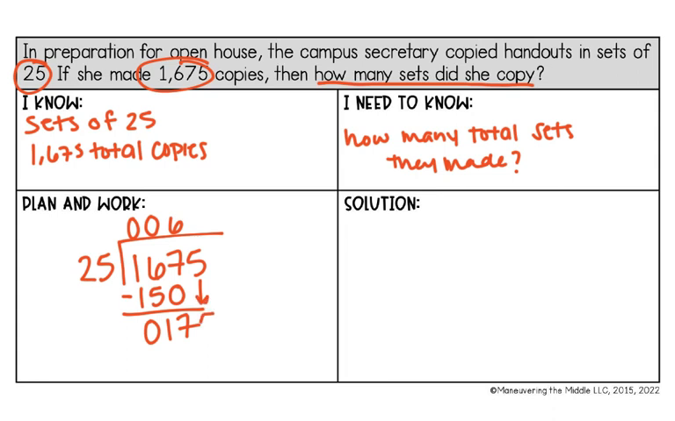Now I can go ahead and bring down that 5, so we have 175. 25 can go into 175 7 times. 7 times 25 is 175. If we subtract, we get 0. So our question has been solved. She made 67 total copies.